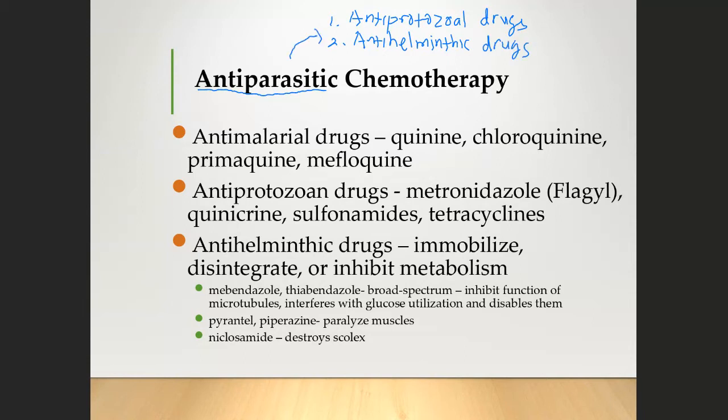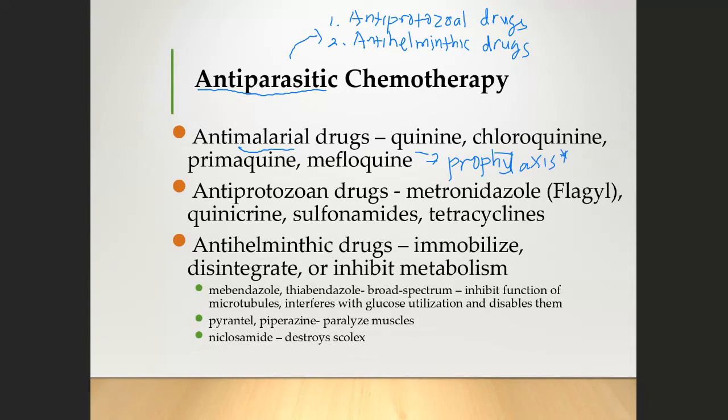Antimalarial, for example. Malaria is actually caused by protozoa, so this is going to be antiprotozoal drugs. Like quinine, chloroquine, this is the main drug that's usually used for malarial infection. And this drug is also used for prophylaxis.